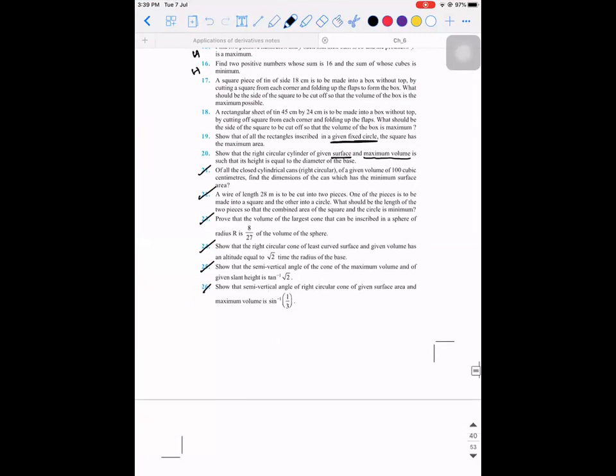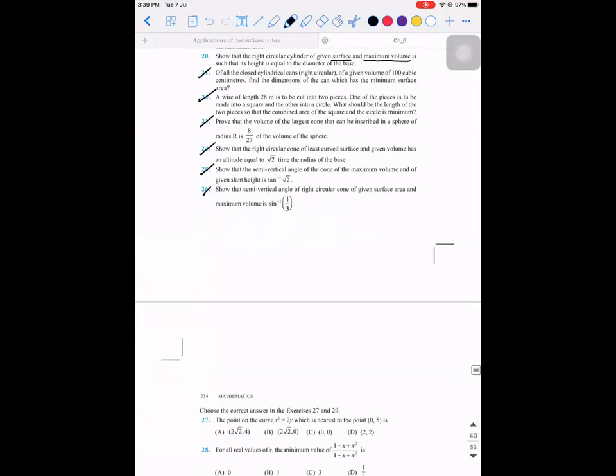Okay, so let's start. One of the closed cylindrical cans, right circular, of a given volume, 100 cubic centimeters. Find the dimensions of the can which has the minimum surface area. So how to solve this?